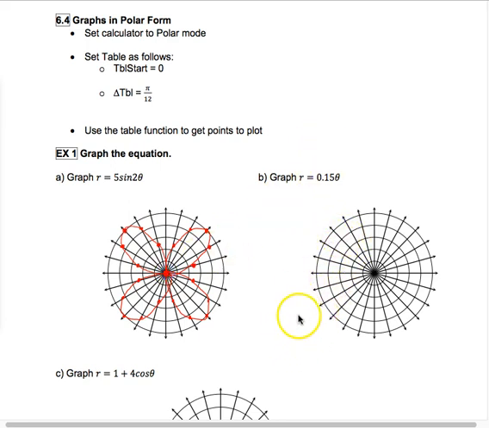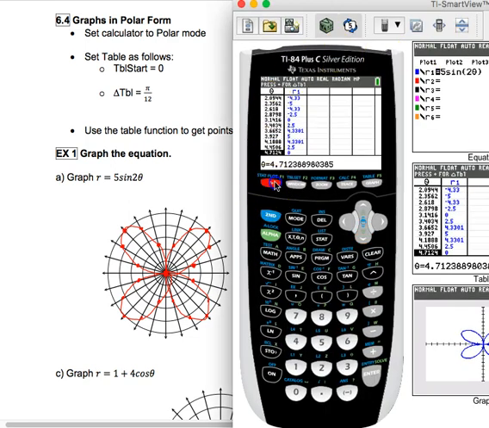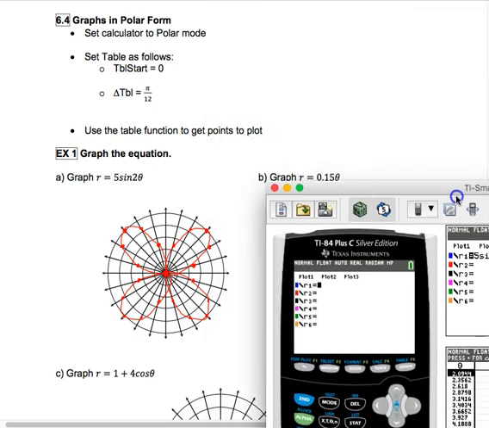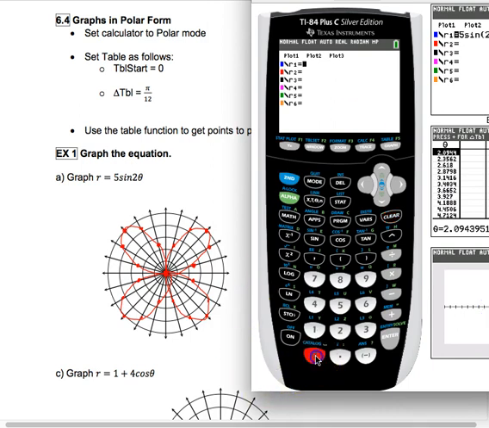Really, again, not a lot of work for us to do because really we're just having the calculator do the work. So next one, r equals 0.15 theta. So this one is not going to be any of the shapes we discussed on the back because it doesn't have a sine or a cosine here. But again, it's interesting to see all the different types of polar graphs that we can come up with. So 0.15 theta and graph.